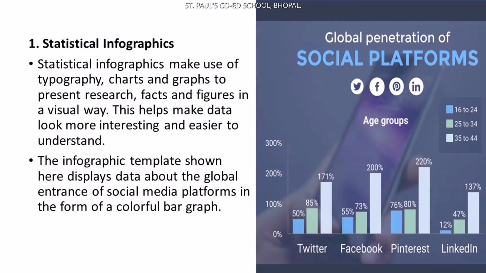Statistical infographics make use of typography, charts and graphs to present research, facts and figures in a visual way. This helps make data look more interesting and easier to understand, as shown on the screen. The infographic template shown here displays data about the global trends of social media platforms in the form of a colorful bar graph.